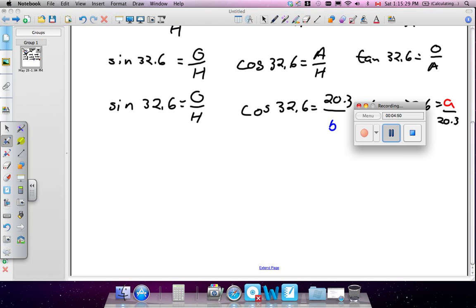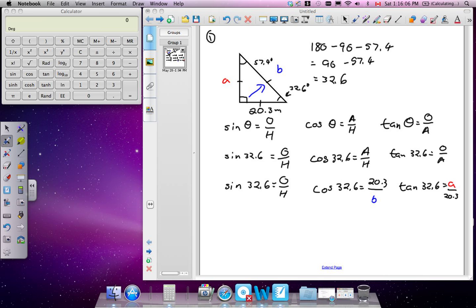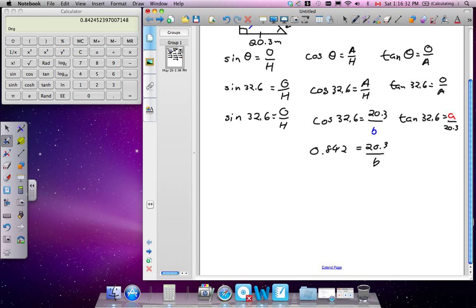Let's do it. Okay, so cosine 32.6. I'm going to bring a calculator up. Cosine of 32. This calculator is a little different. You have to type the numbers in first. Yours might be cosine 32. So we get that ridiculous number. Cosine of 32.6 is 0.842. It's equal to 20.3 over b.